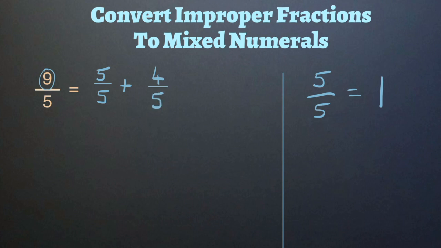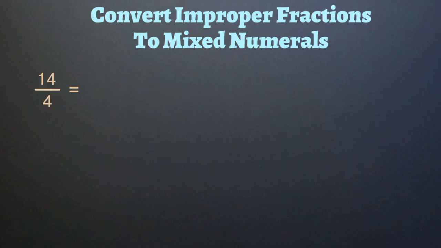Then I could write the equal sign below it. Since I know 1 is the same as 5/5, I could rewrite this 5/5 as just the number 1 and write plus 4/5, which is the same as 1 4/5.